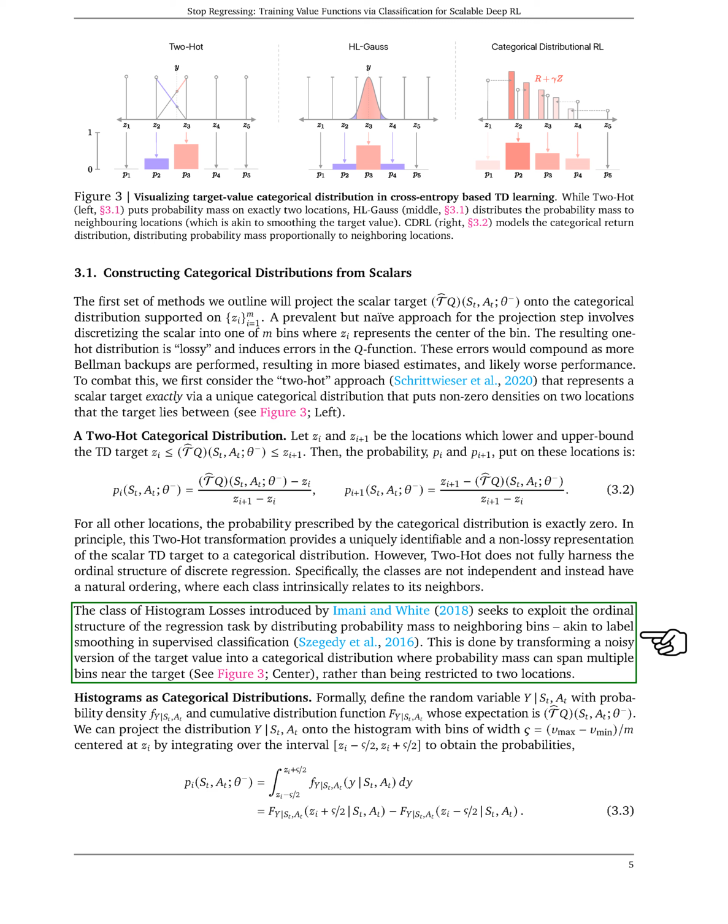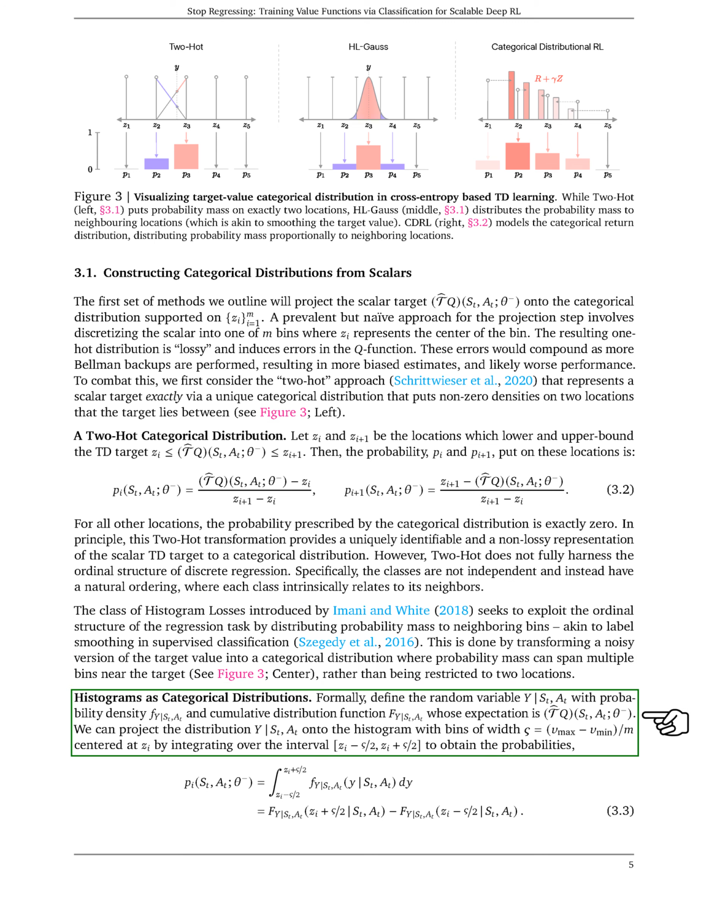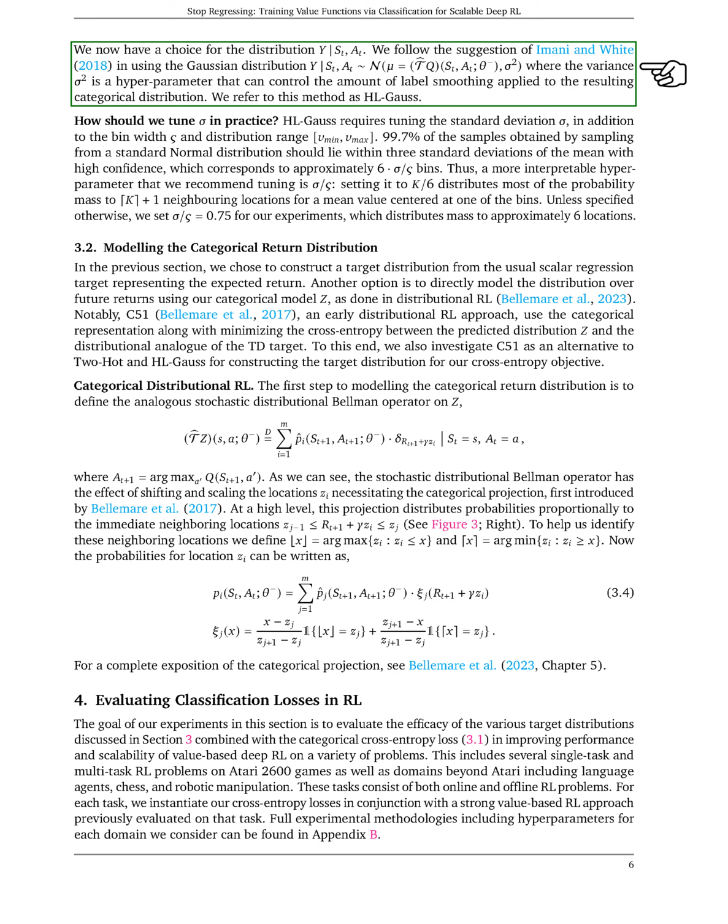Specifically, we define a random variable with a probability density and cumulative distribution function, whose expectation is the TD target. We project this distribution onto a histogram with bins centered at each location by integrating over a specified interval to obtain the probabilities. We suggest using a Gaussian distribution for this purpose, where the variance is a tunable hyperparameter that influences the amount of label smoothing.